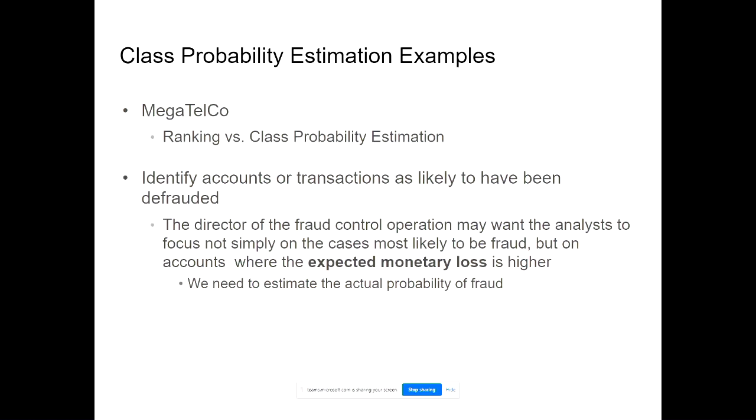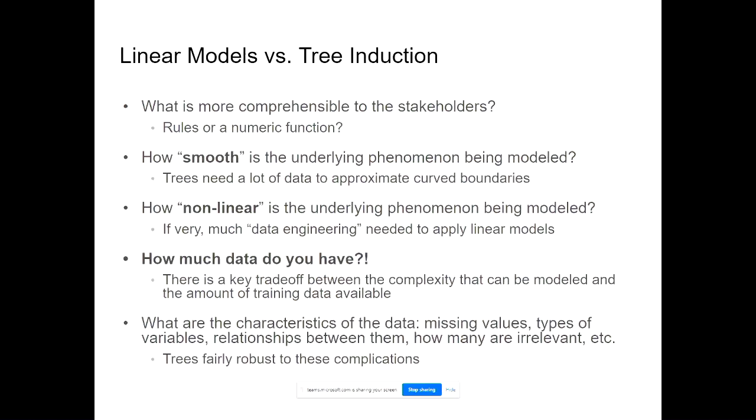I think I already discussed this. This is just another scenario, right? So with the mega telco, if we identify the accounts or transactions likely to be defrauded, this is just another example. The director of the fraud control operation may want the analysts to focus not just on the cases that are most likely to be fraud, but on the accounts where the expected monetary loss is higher. So in that case, you might want to estimate the actual probability of fraud. So this is another example.